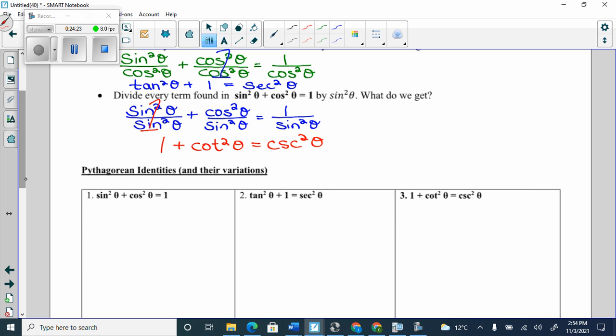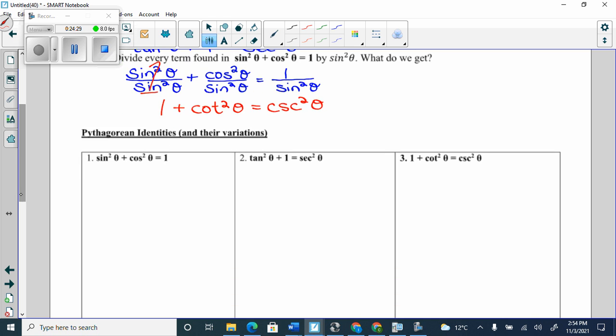So instead of going sine squared theta plus cos squared theta equals 1, what other way could I rewrite this equation? What can I do with this sine squared? You could subtract it, and then you could just do cos squared is equal to 1 minus sine squared. Yes, you're right. Anything else we could do? Subtract 1 to make it negative 1 plus sine squared theta plus cos squared theta equals 0.